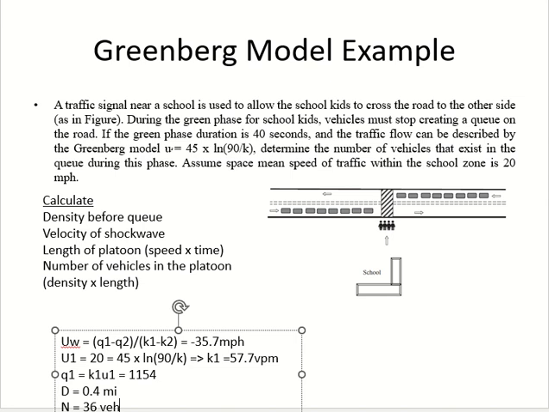Okay, any questions? Greenberg model. Is it standard that we multiply 90 by the length to calculate the number of vehicles? No. Jam density is not always 90. Jam density is whatever number we have here. So this number can change. But the model shape is this: constant multiplied by log of a constant upon something.